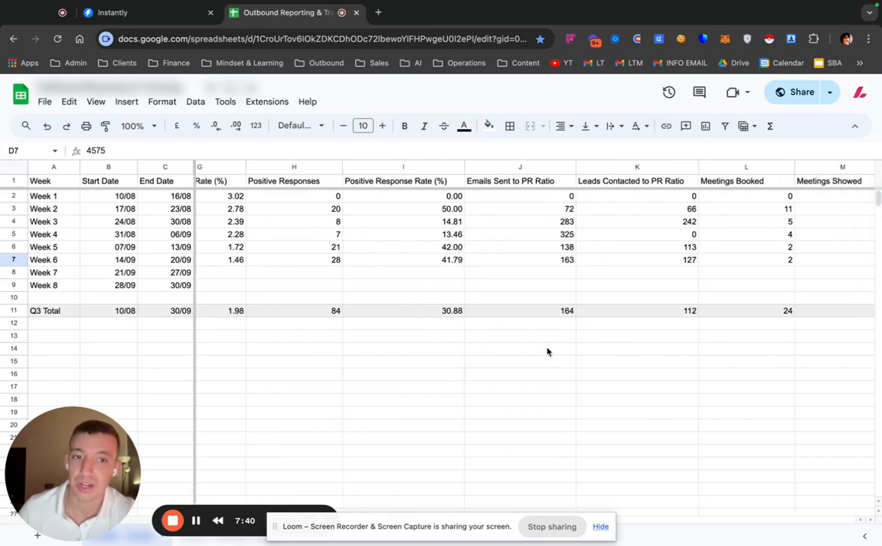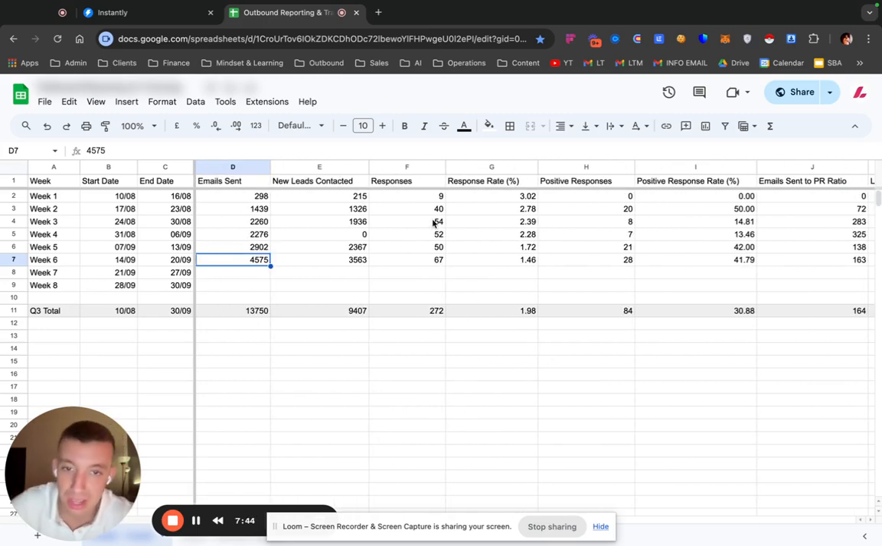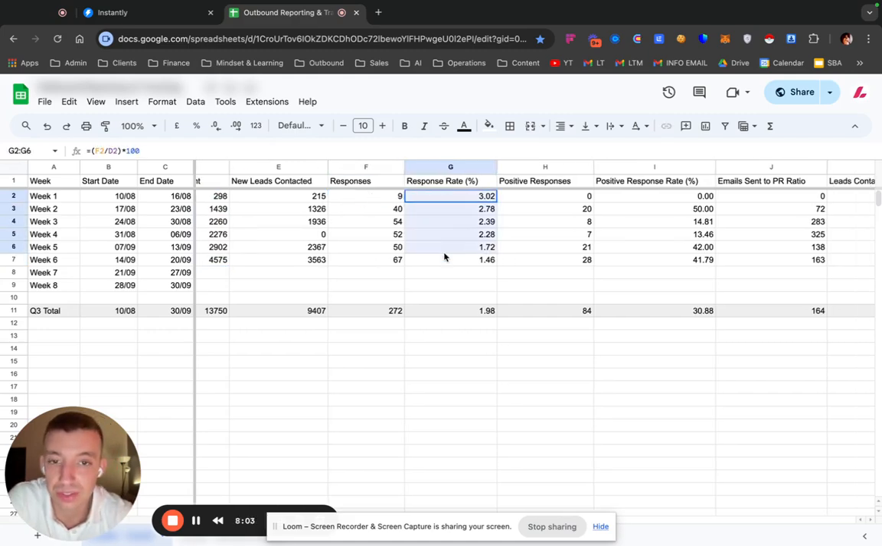So yeah, you get a good understanding. You can kind of see where things are dropping. So the first thing is that we have consistent volume, so we're usually aiming for anywhere between 2 and 4,000, maybe 5,000 emails sent per week. So it's like 750 to 1,000 emails a day, give or take. The second thing that we're looking at is the response rate. So again, we want this not to be below sort of like 1.5%.